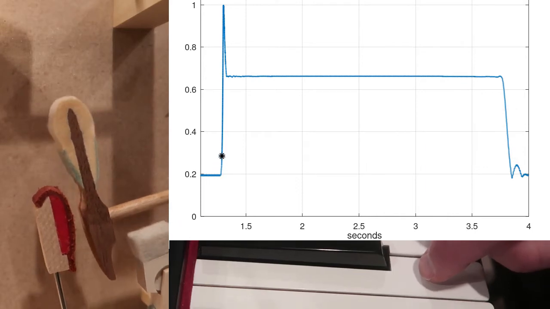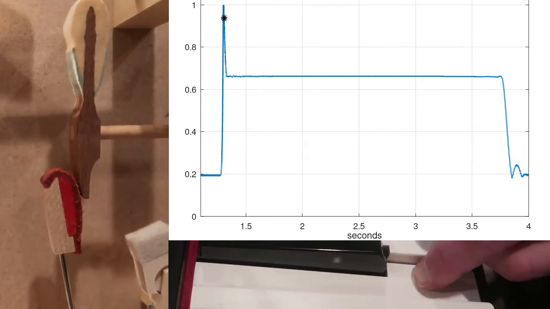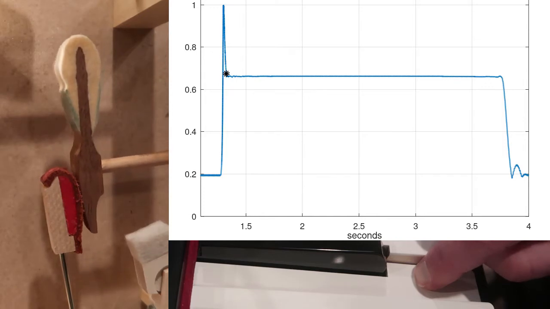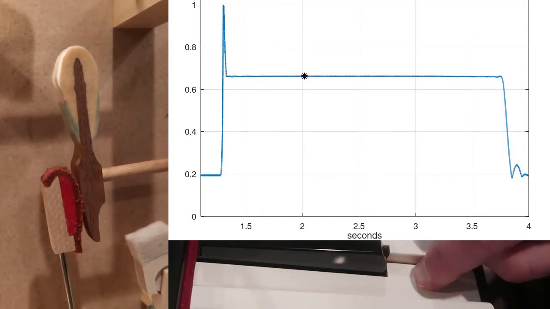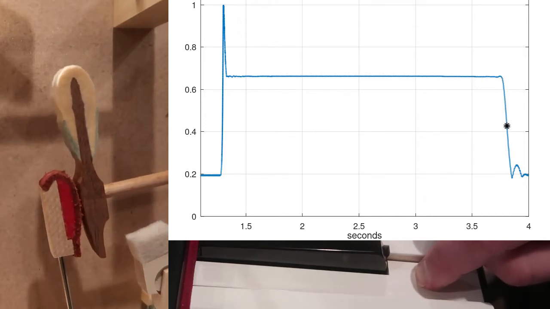So here we go. I am pressing the key. And boom, the hammer hits the string, then it falls back. Now I am holding the note down and the note is sustaining. The hammer does not go back to the rest position until I release the key.